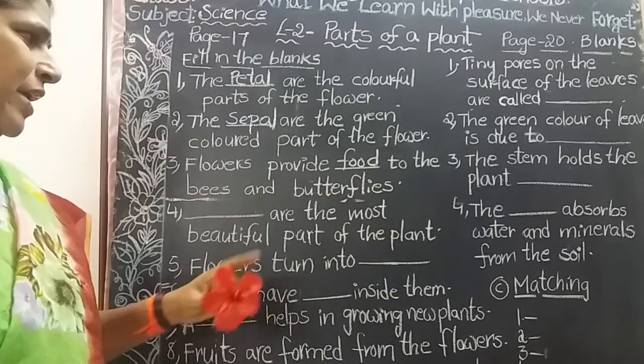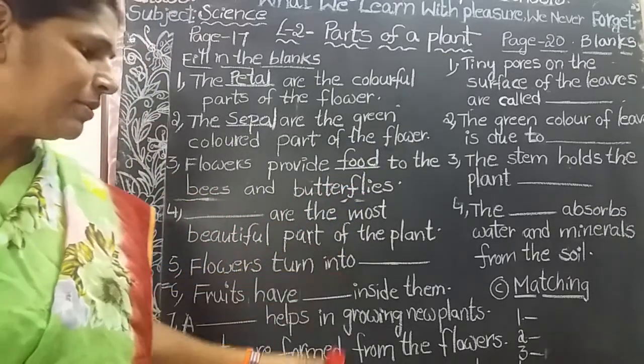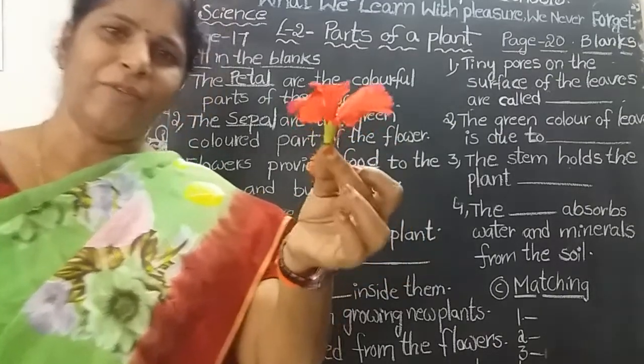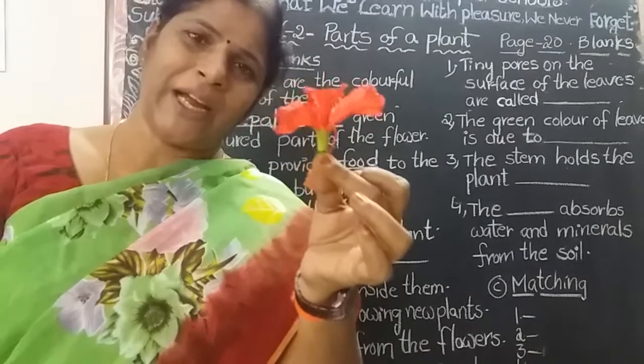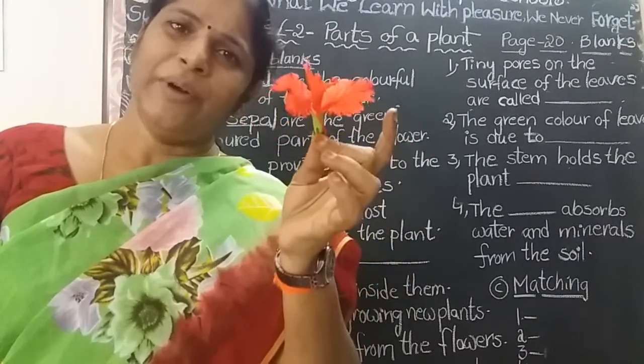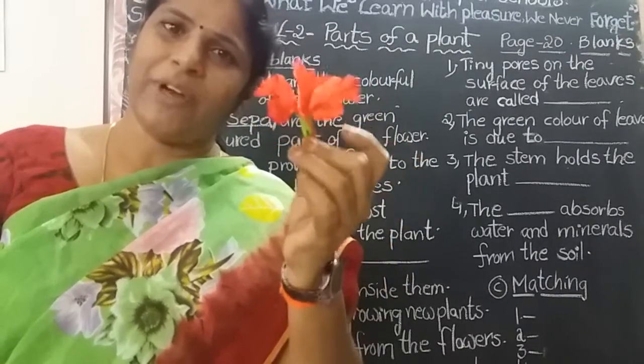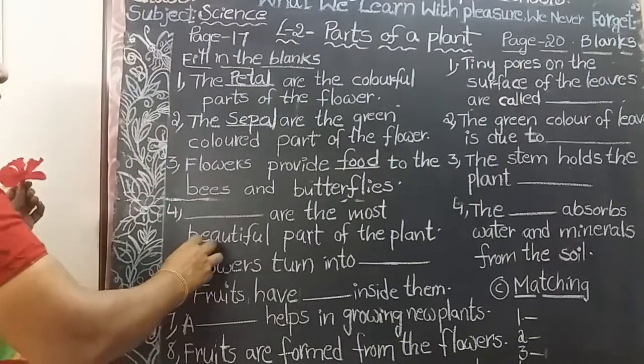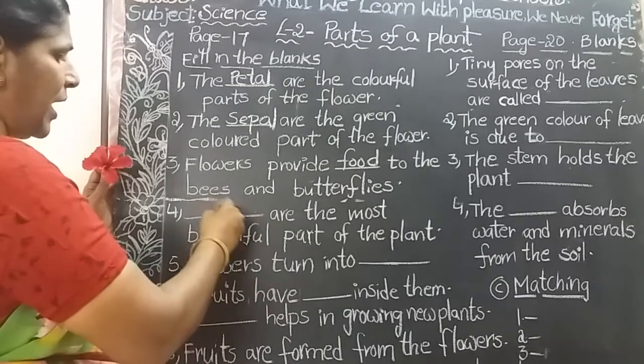Come on, read the next one. Dash are the most beautiful part of the plant. Okay, what are the beautiful part of the plant? What is the name of this? What is the name of this flower? Hibiscus flower. So flowers are the most beautiful part of the plant.